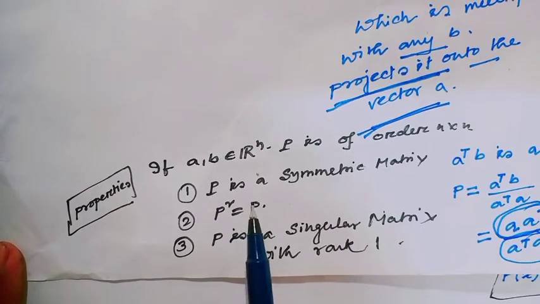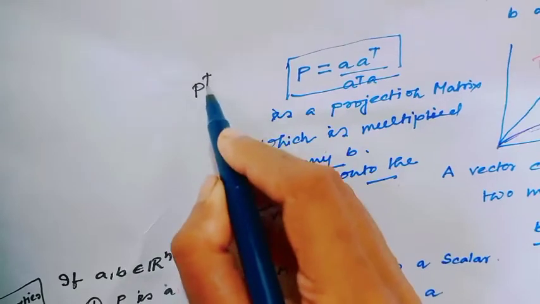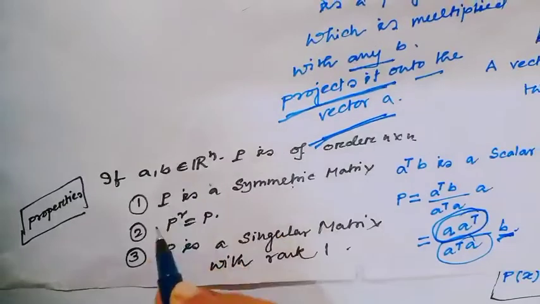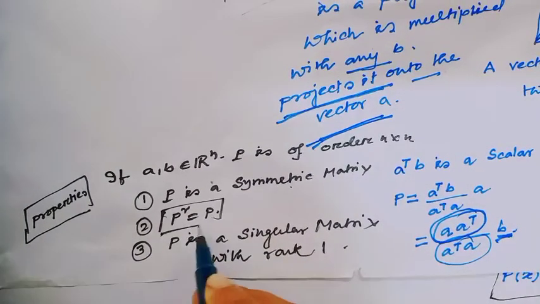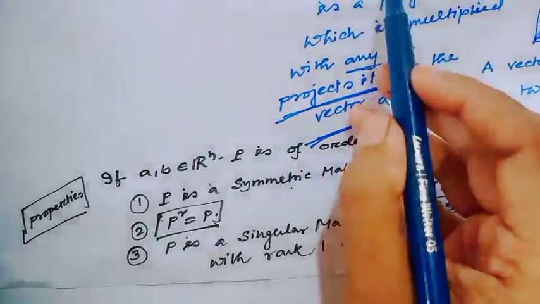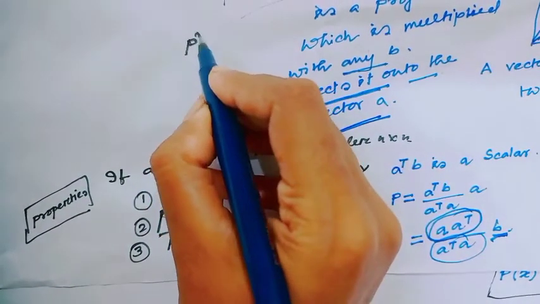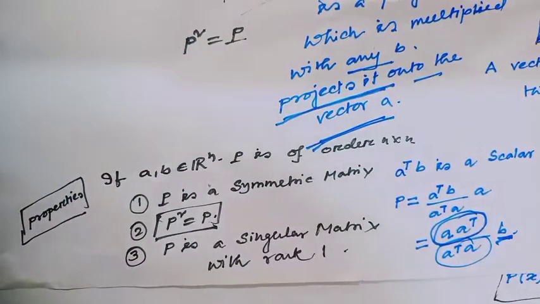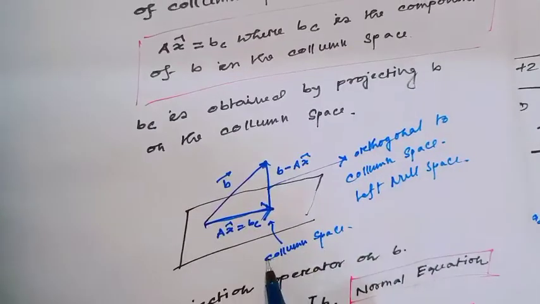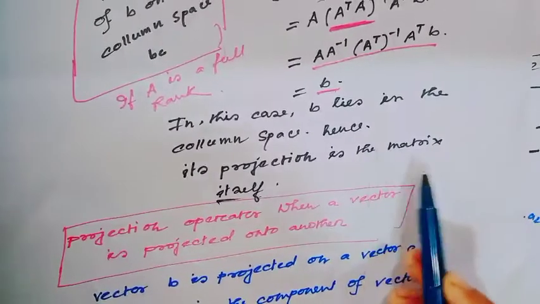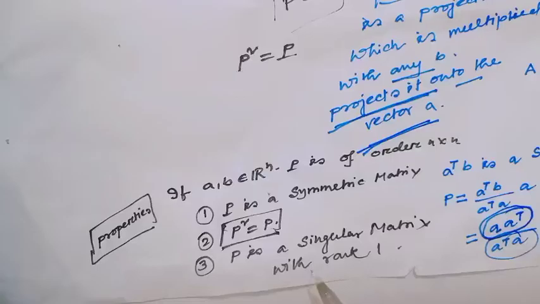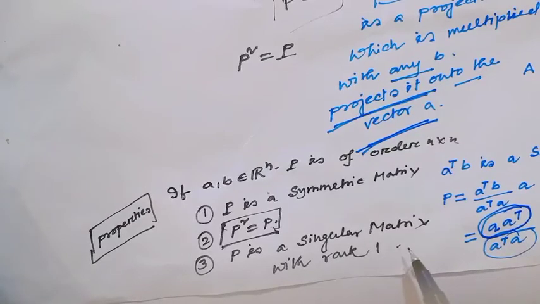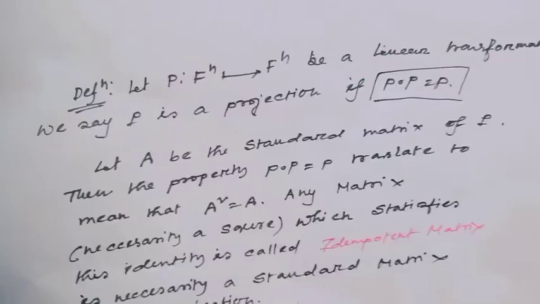Then this matrix would always be symmetric, meaning P transpose always equal to P, and always P square equal to P. That means if we square both sides, then P square would be actually P. Here I have considered the column space. So the projection is the matrix itself, but otherwise the matrix would be a singular matrix with rank 1.